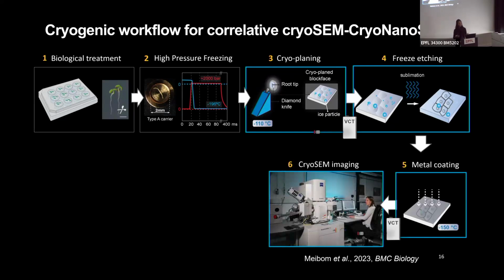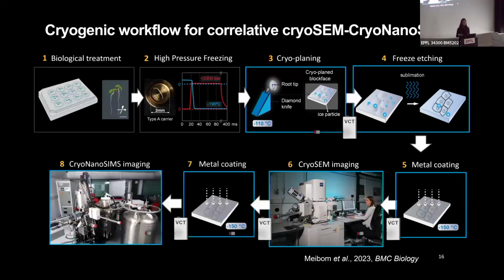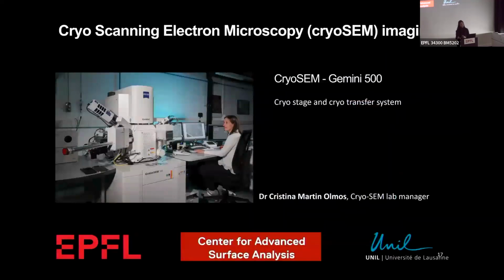Once you have imaged it on the SEM, the same sample is then transferred with a VCT, coated with a little more metal, and taken to a cryo-NanoSIMS. In the cryo-NanoSIMS, you can now start mapping it for its elemental distribution. The cryo-SEM that we use is a Gemini 500, which has a cryo stage and a cryo transfer system. This is run by Christina, who is the SEM lab manager for this. We use this instrument to take our root tip and start mapping the surface.